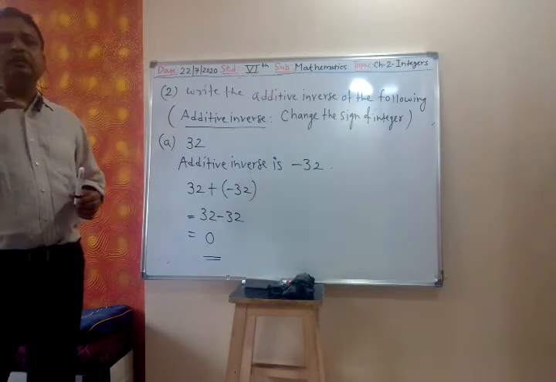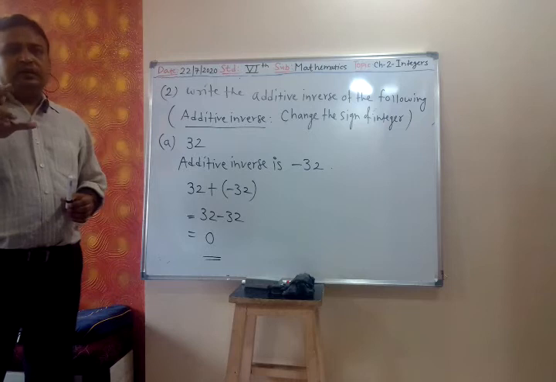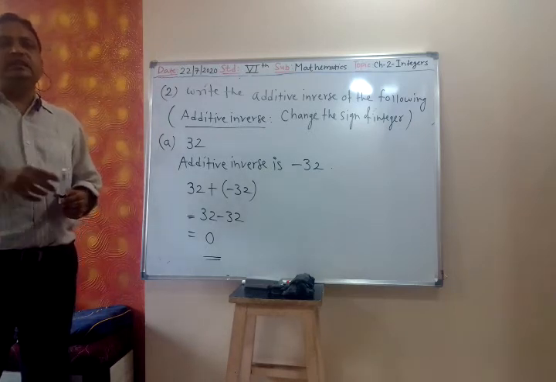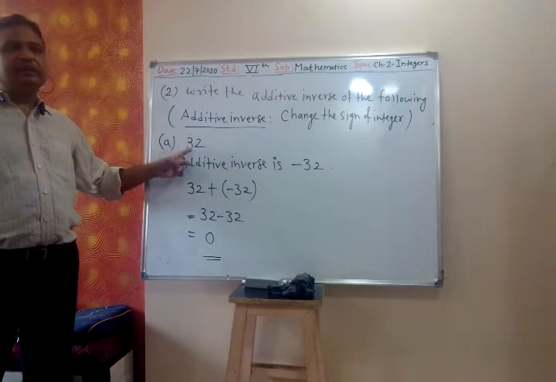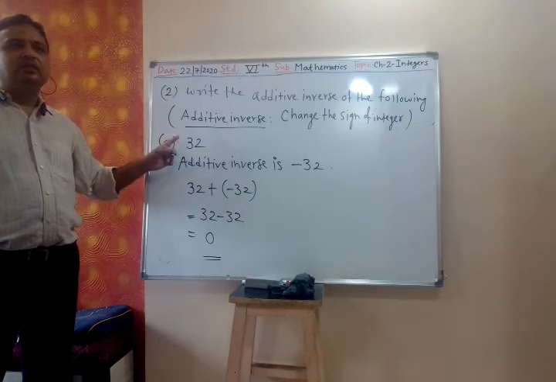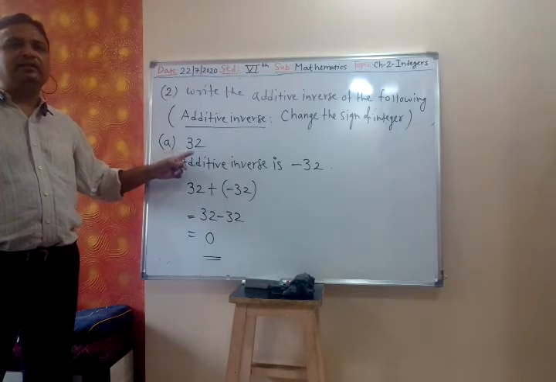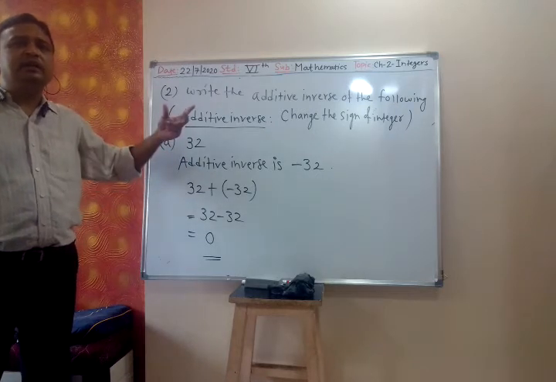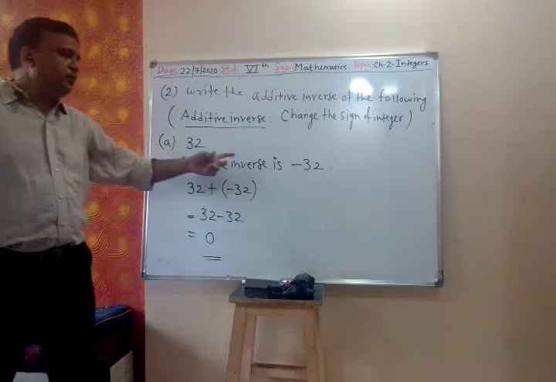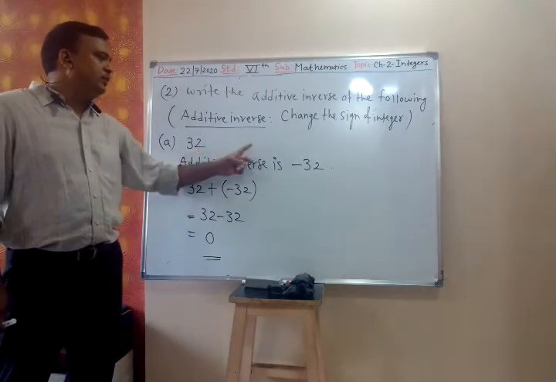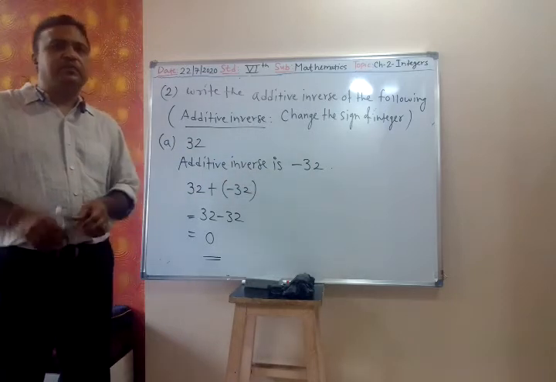Yes, that is what I am telling. To find additive inverse, we change the sign of the integer. So you are given the integer 32. 32 has plus sign. No sign means plus sign. So what is sign of 32? Plus. So its additive inverse will be opposite sign. Opposite sign means it is minus 32. Same number, but only you have to change the sign.